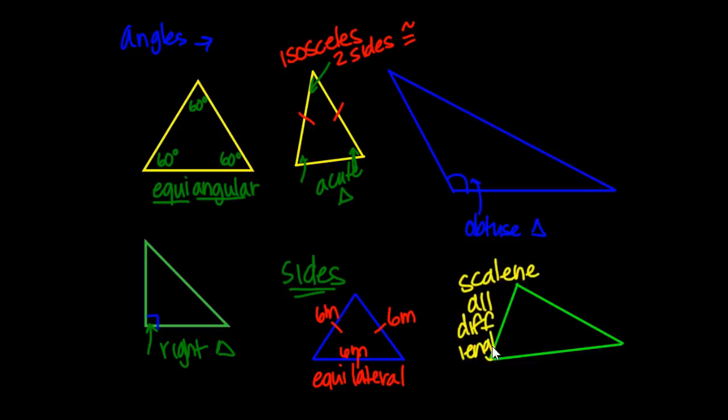All right, so that's the three ways to classify triangles by sides. We have isosceles, two sides that are congruent. We have equilateral, all three sides are the same measure. And we have scalene, where all three sides are different measures, different lengths. No congruent sides on that scalene triangle.